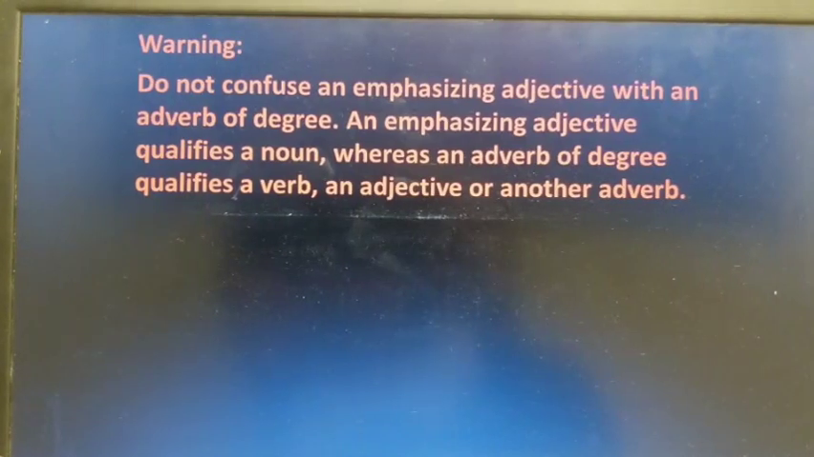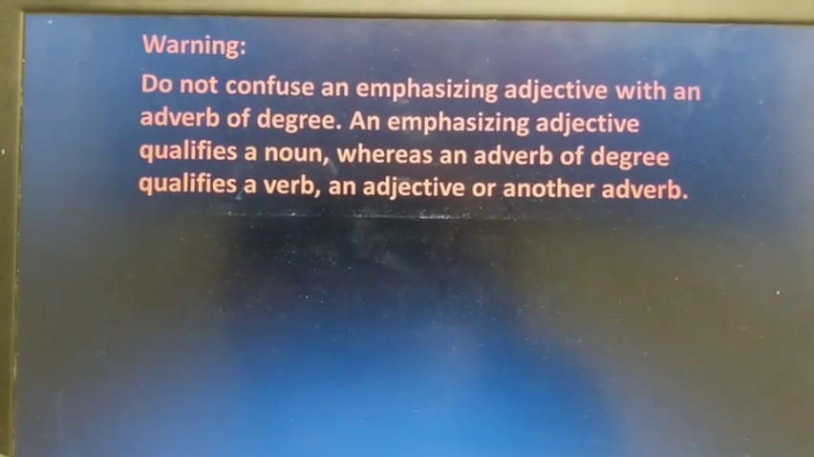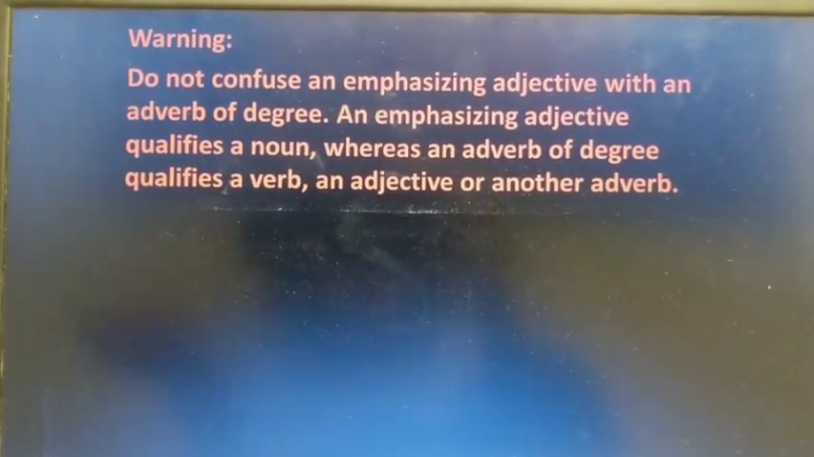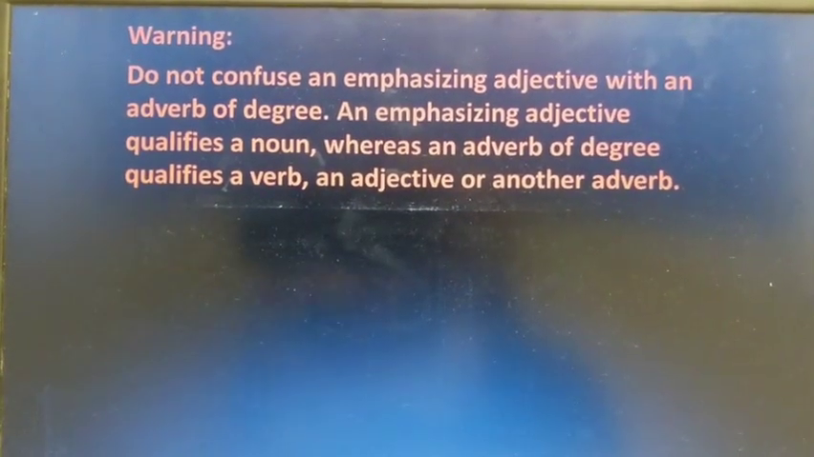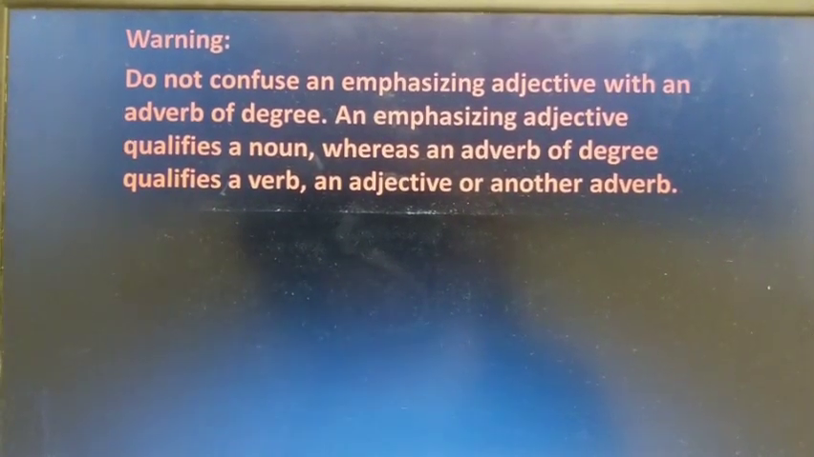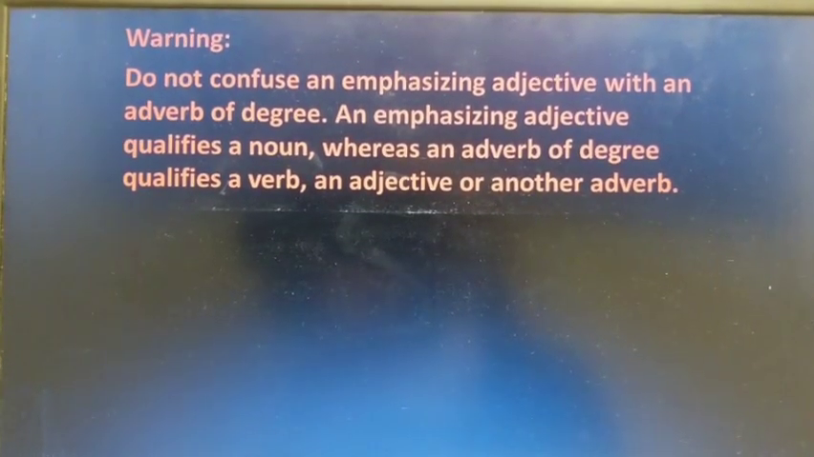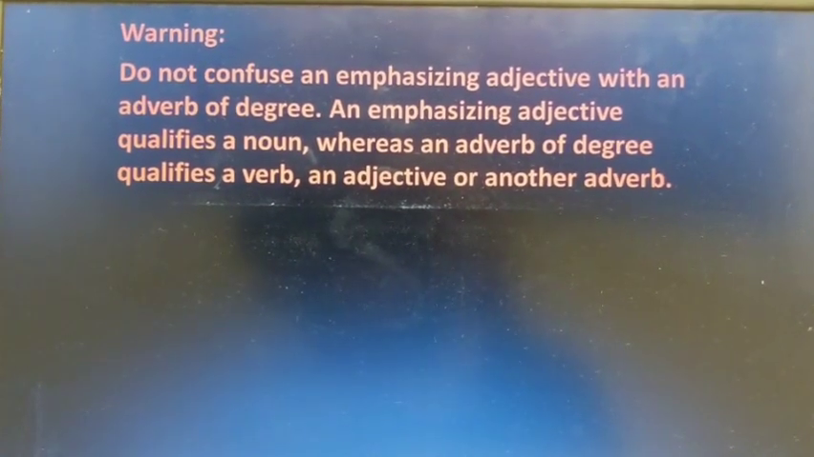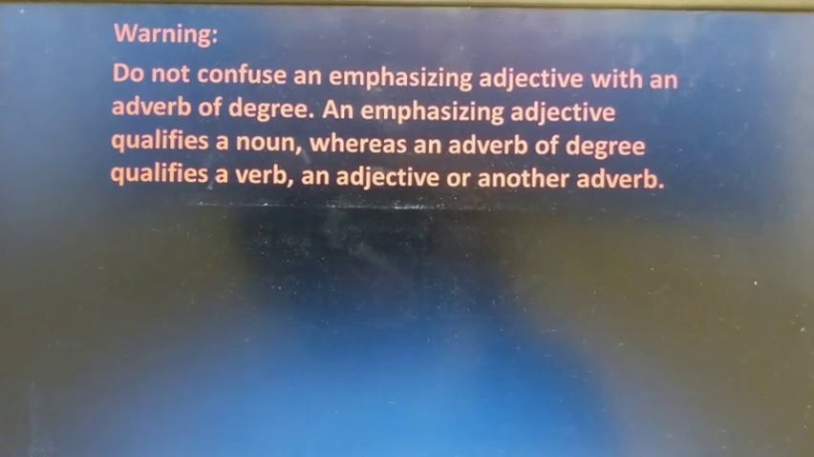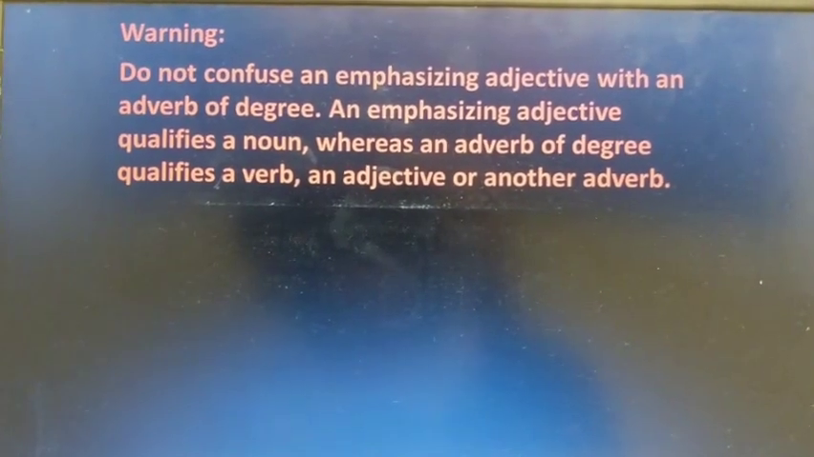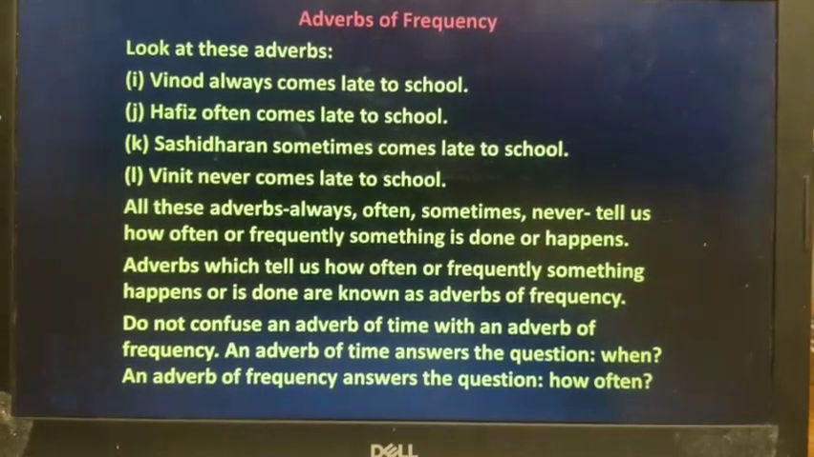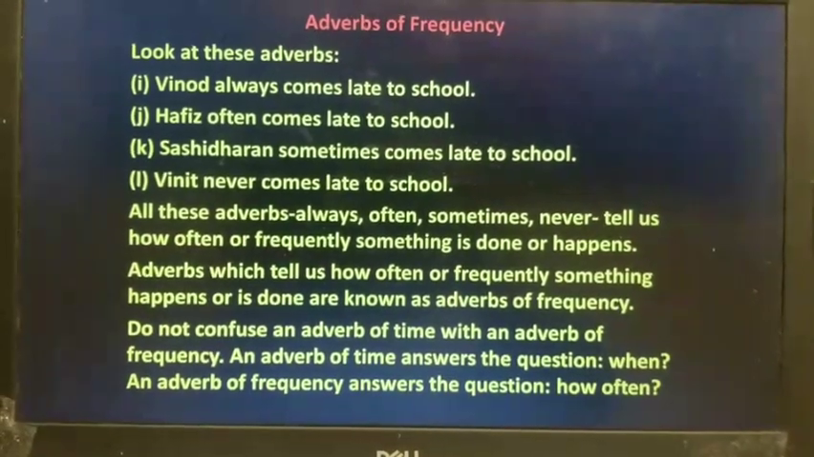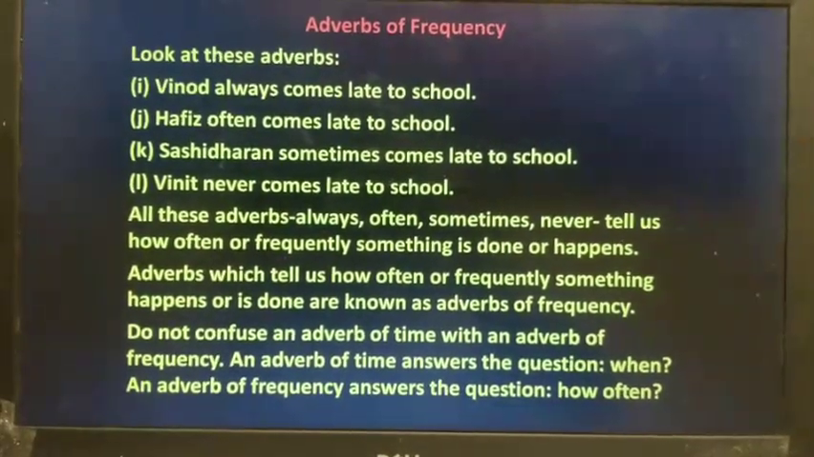Children, you remember in the last chapter we did the emphasizing adjectives. Can we repeat the explanation? Emphasizing adjective, emphasize some point, stress some point, right? So we should not confuse it with the adverb of degree, because emphasizing adjectives qualify a noun, whereas an adverb of degree qualifies a verb, adjective, or another adverb, like we studied in these examples. So students, in this chapter we are studying 4 types of adverbs. One we've already done, adverb of degree or adverb of extent.